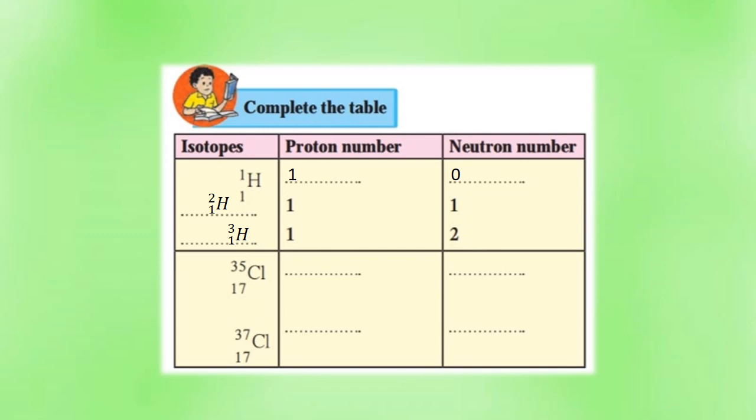Now let's do for chlorine. Proton number is 17 and neutron number is 18. How did we get 18? We subtracted 17 from 35 which is mentioned. 35 is the number of protons plus neutrons. When we already know the number of protons, we just have to subtract it from the number which is given. Similarly, we have to do for the next one also, students.